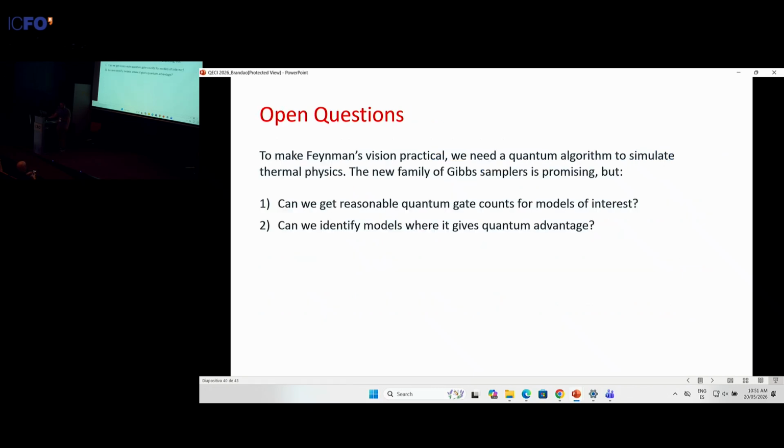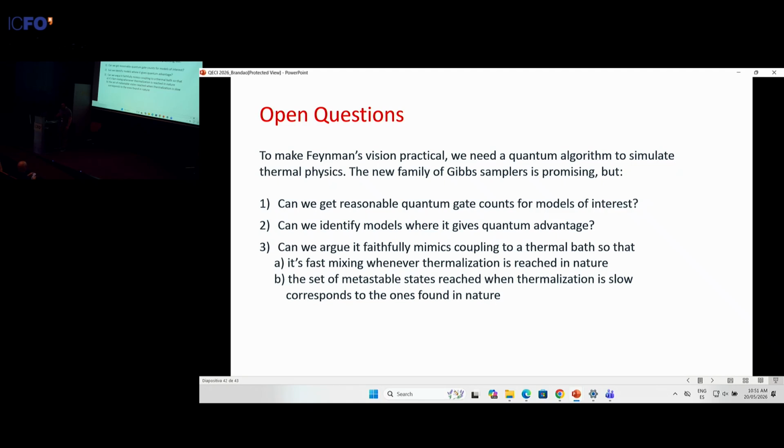All right, so just to end, to make Feynman's vision practical, we need quantum algorithms to simulate thermal physics. I think this new family of Gibbs samplers that I mentioned are promising, but there are some open questions. The main ones are, first, can we get reasonable quantum gate counts for models of interest? We should just take the Fermi-Hubbard model or whatever you want to do, get the gate count, and see if it's something reasonable, given the clock speeds that we expect from quantum computers. This hasn't been done yet for this algorithm, and I think it's an interesting problem.